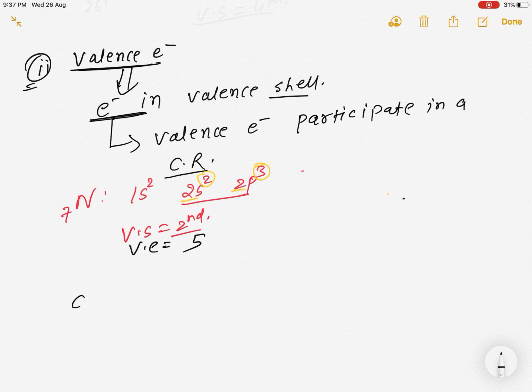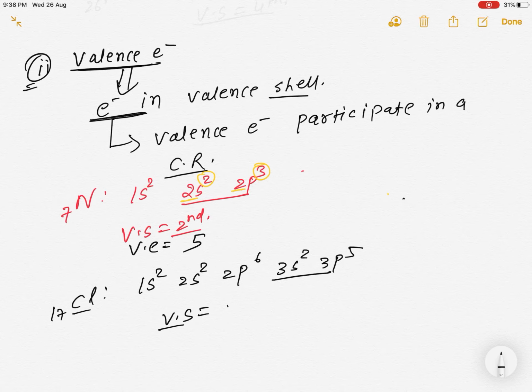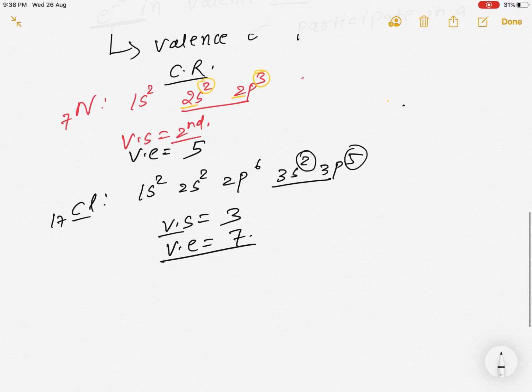Let's take another example. Chlorine, atomic number 17. Write the configuration: 1s2, 2s2, 2p6, 3s2, 3p5. We can say now that the valence shell is the third shell. In the third shell, you have 2 plus 5, total 7 electrons. That is why the number of valence electrons for chlorine is 7.